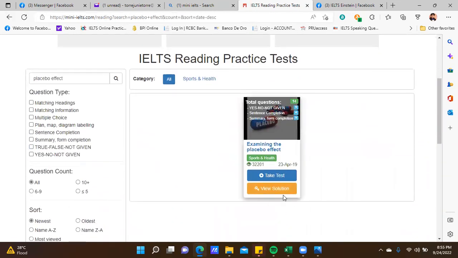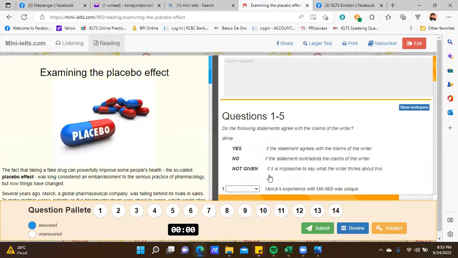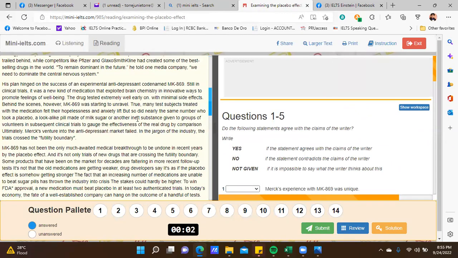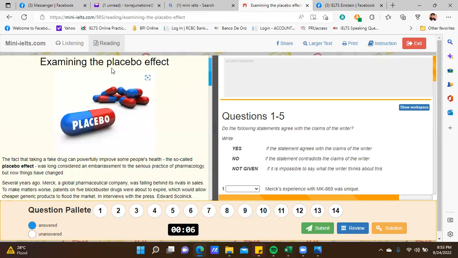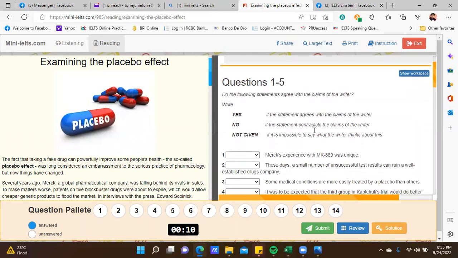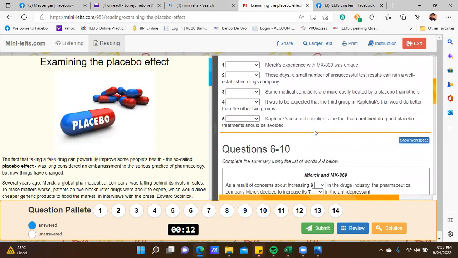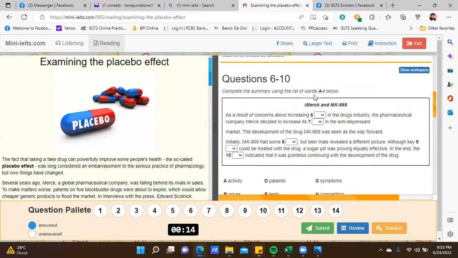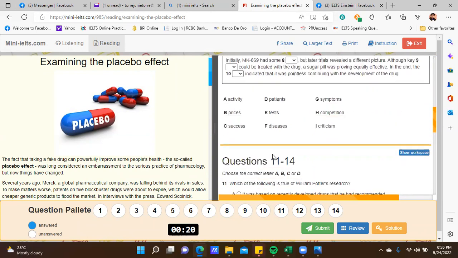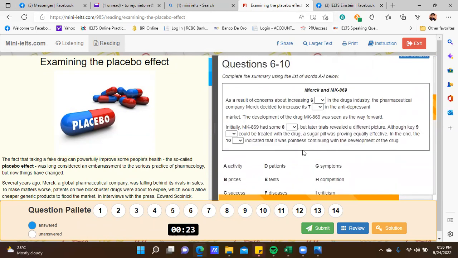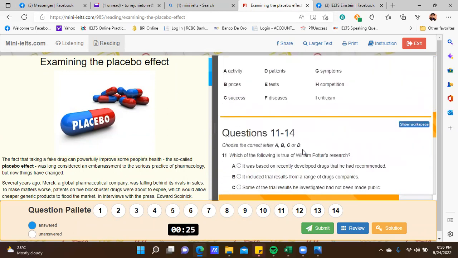Okay. So, this is how we do it, Christel. That's the reading passage, but we will ignore it for now. It's all about the placebo effect. That's the red pill and blue pill. And then this is yes, no, not given. We'll catch those. This is easy, since it has choices below. So, we will do that first. Generally, we do the easy ones first.